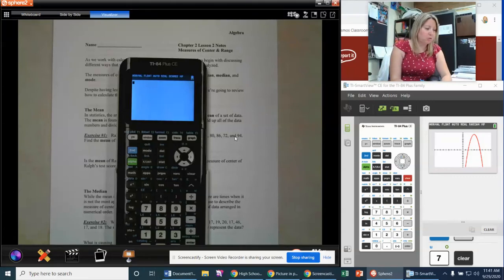Welcome to Chapter 2, Lesson 2 notes. We are going to talk today about measures of center.